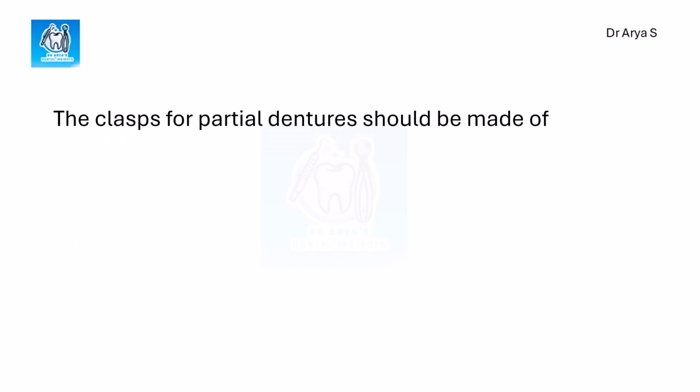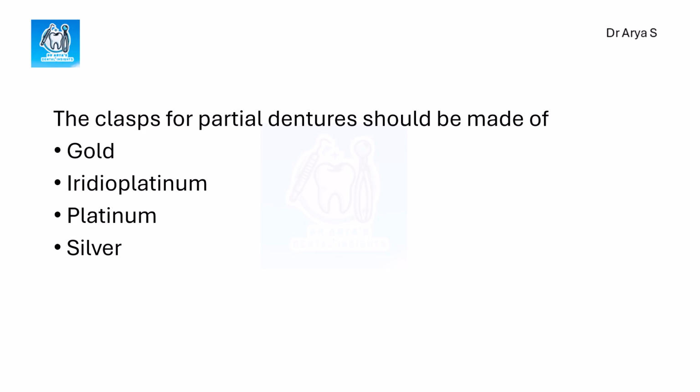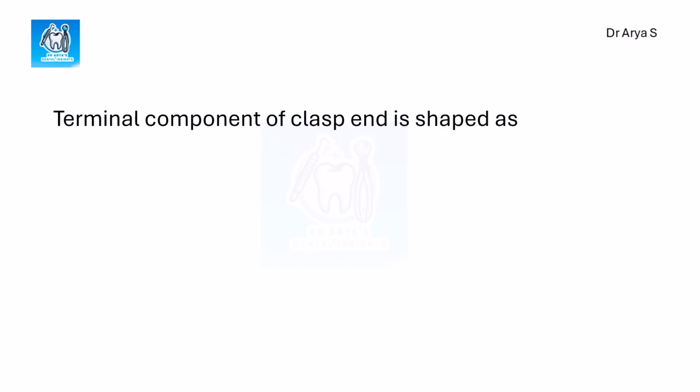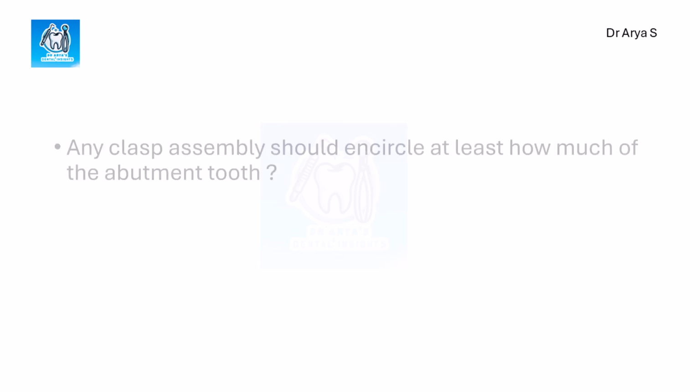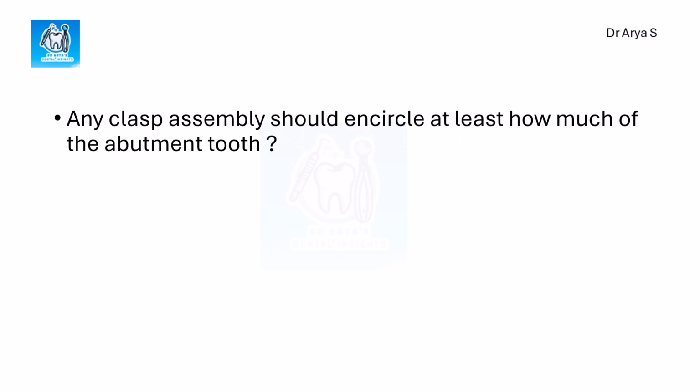The clasp for partial dentures should be made of gold, or iridoplatinum, or platinum, or silver? Here the answer is gold. Terminal component of clasp end is shaped as long, stop, finger or arm. Here the terminal component of clasp end is shaped as arm. Any clasp assembly should encircle at least how much of the abutment tooth? 120 degree, 160 degree, 180 degree or 360 degree. Here the answer is 180 degree.